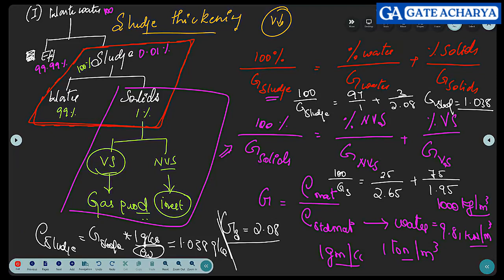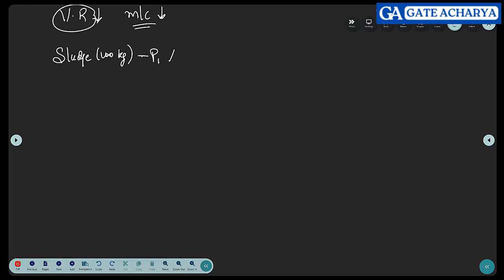Okay, so next, let us discuss this volume reduction achieved by moisture content reduction. For example, let us consider 100 kg of sludge with a P1 percentage of moisture content.